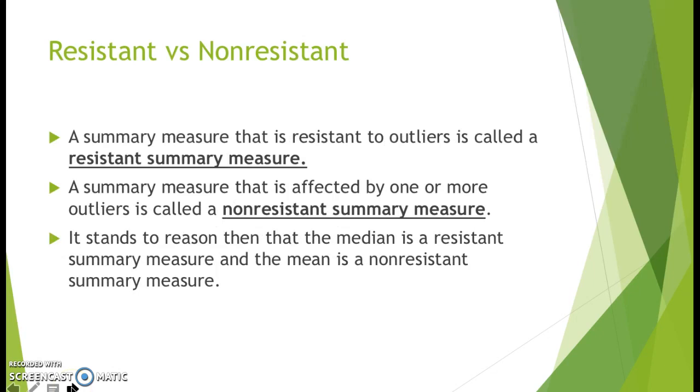All right, so then we have this concept of resistant versus non-resistant. A summary measure that's resistant to outliers is called a resistant summary measure. Something that is affected by one or more outliers is called a non-resistant summary measure. So of course, based on what we know now about the mean and the median, it stands to reason that the median is a resistant summary measure and the mean is non-resistant. Resistant meaning it is not impacted by outliers.